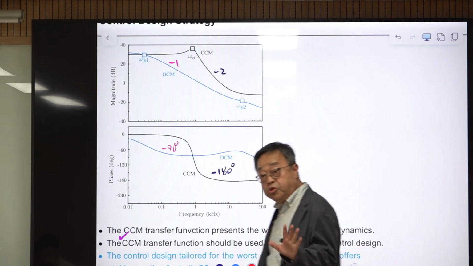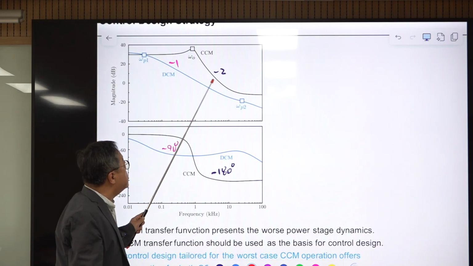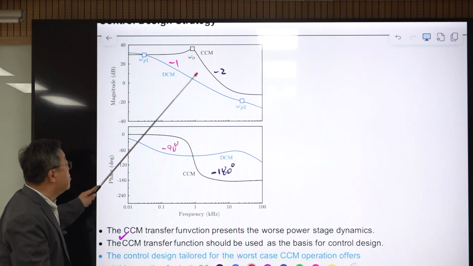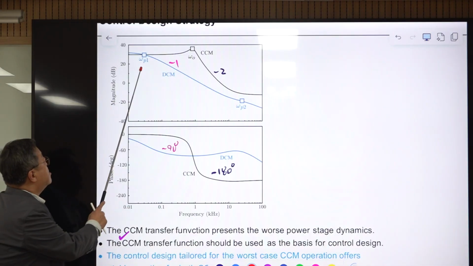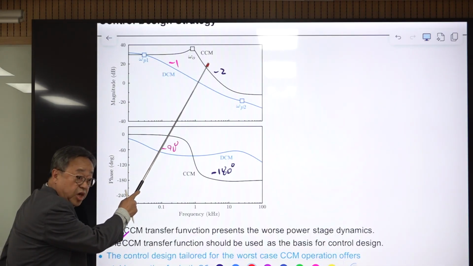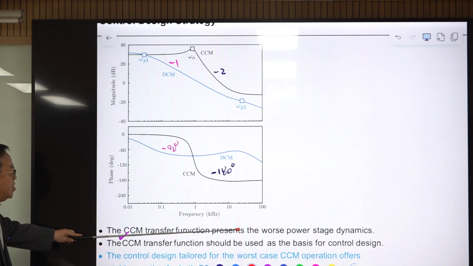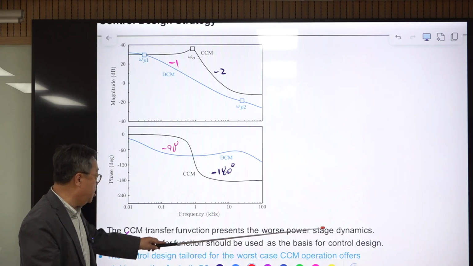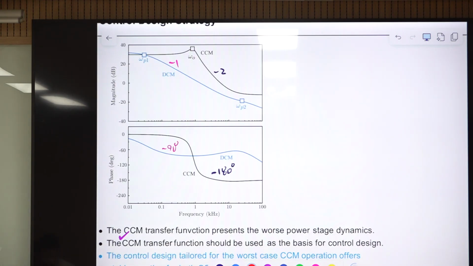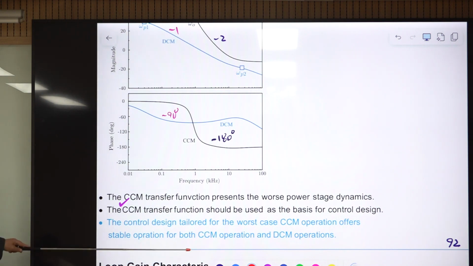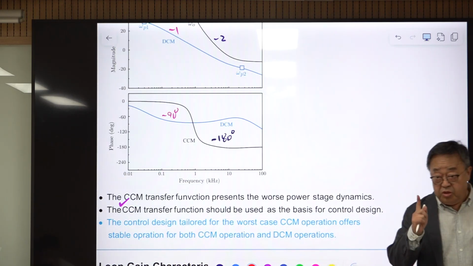That is actually the proper approach. That is the good engineering approach because this is the worst case. So we use the worst case for the compensation design. Then the converter remains stable if it moves into DCM operation, because the dynamics in DCM are better than in the CCM case. That is written here. The CCM transfer function presents the worst power stage dynamics, so you should use this one for the compensation design. Then the resulting design will guarantee stability for both CCM and DCM operation. Okay, so it looks okay, sounds good, but there is a very serious problem here.